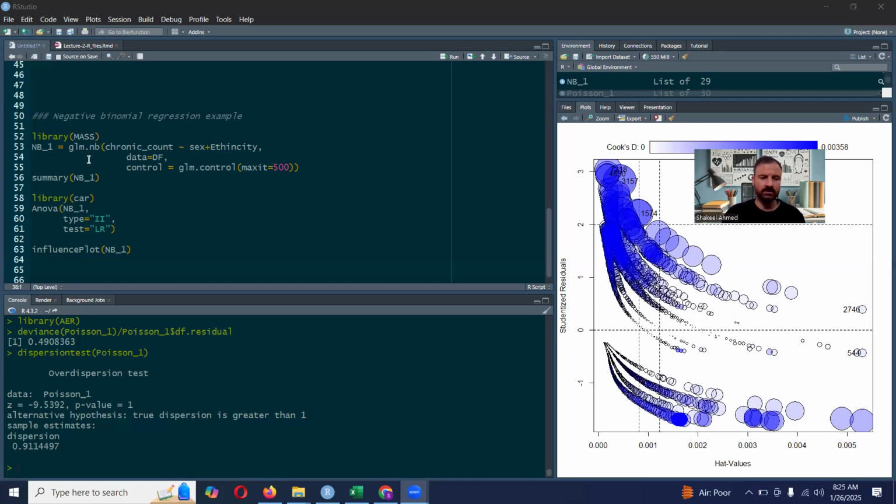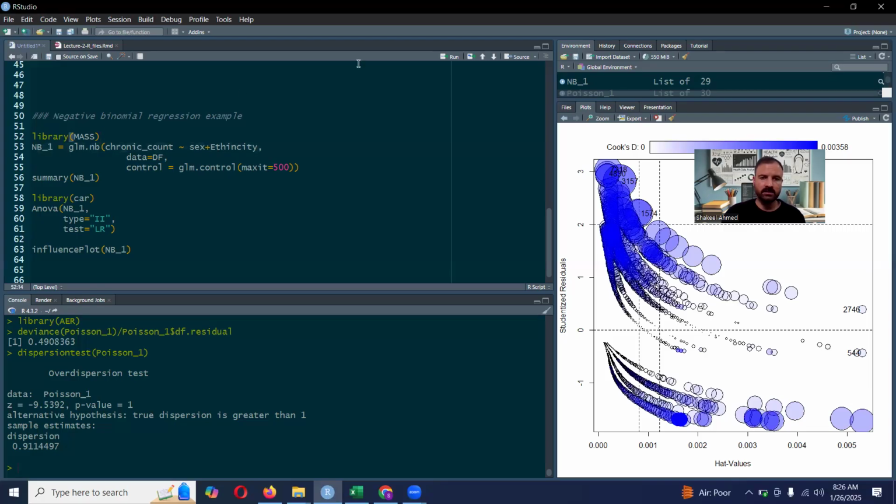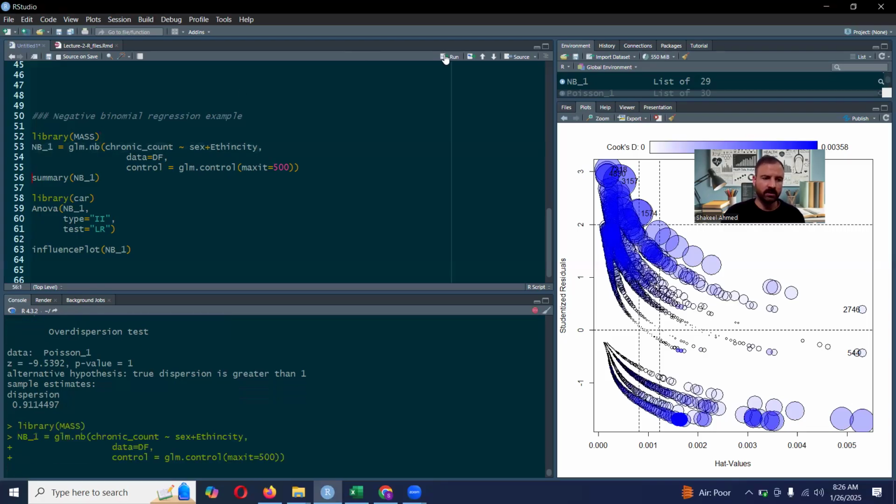In this example, we are again using the chronic counts that are obtained from the National Health and Nutrition Examination Survey, as we already used in our previous example. The sex and ethnicity of the individuals are taken as the predictors, and the data frame includes 9,756 patients from the 2017 and 18 cycle of the National Health and Nutrition Examination Survey. So we can call this library and run a negative binomial model.